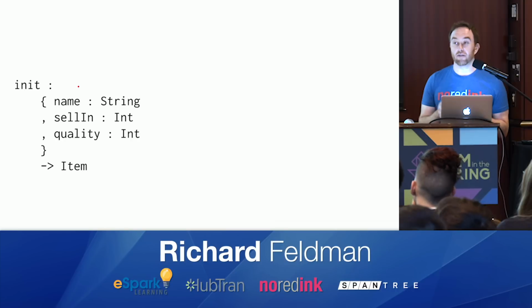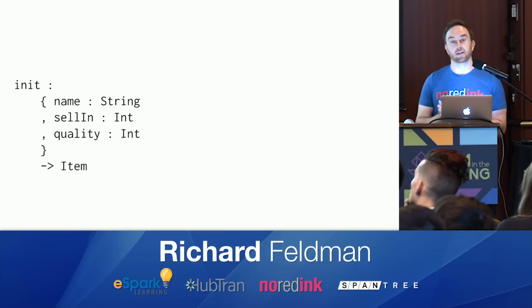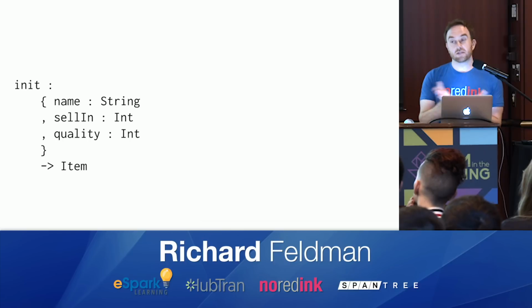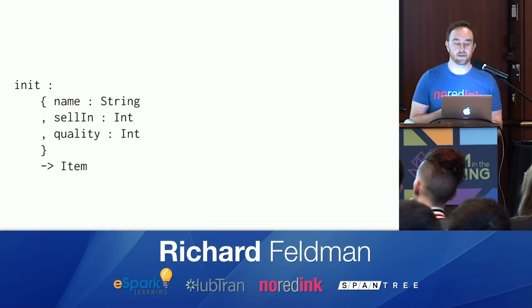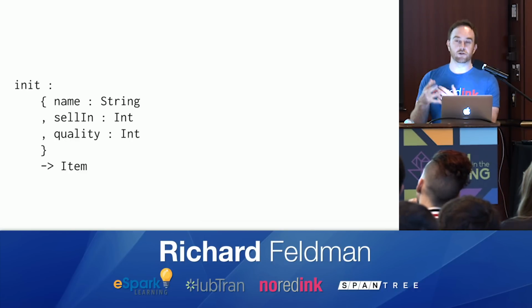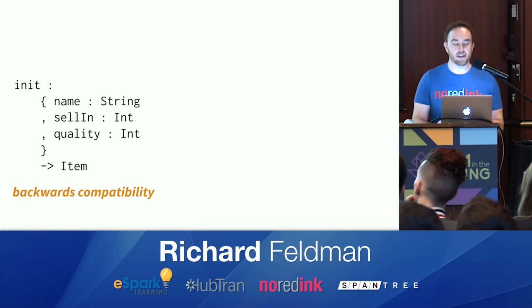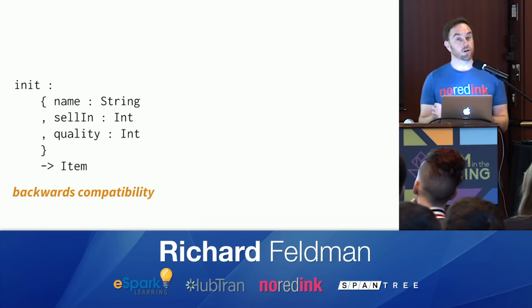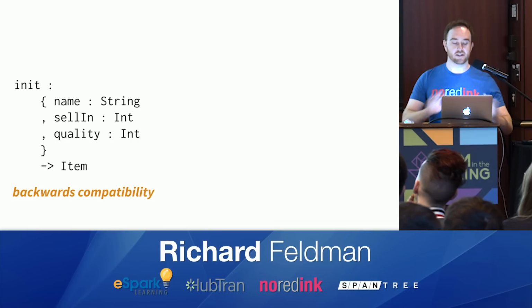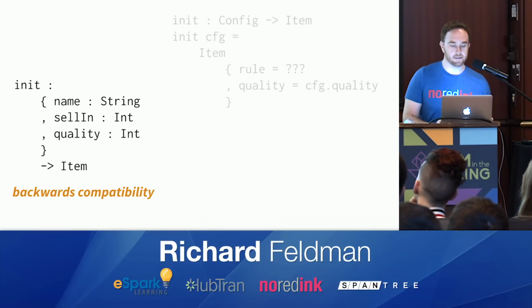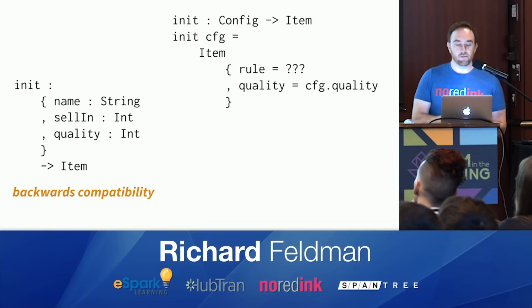Well, I'm going to claim that if we want to maintain API compatibility with the C# version, this is what it's got to be. We take a name, which is a string, a sellIn, which is an int, and a quality, which is also an int. Because that was basically the API we had to work with. Those were the ingredients that went into making an item, and we want to preserve that so that our regression tests still work. Okay, so this is based on backwards compatibility. Maybe in the future we will want to change this, but for now, for the purpose of this talk, we're going to emphasize this.